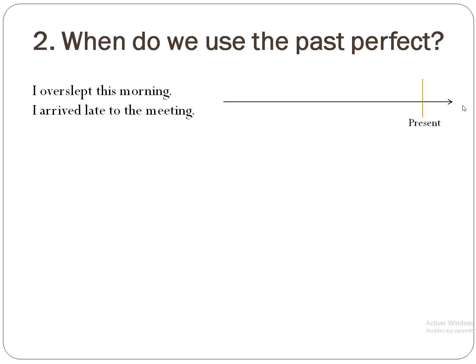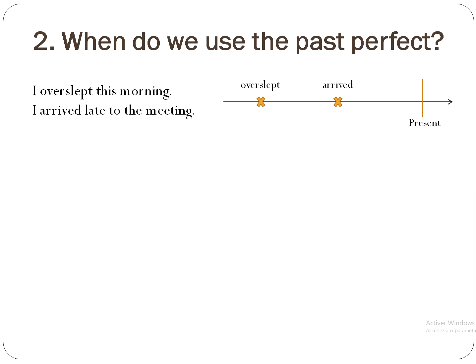Let's consider the axis of time. This is time. And consider that this is the present. Both actions are going to be placed here in the past, right? However, one of the two actions happened before the other. So one comes first and later the other. Which of the two? So I overslept first and then arrived late.